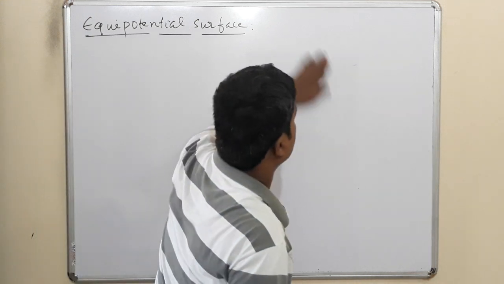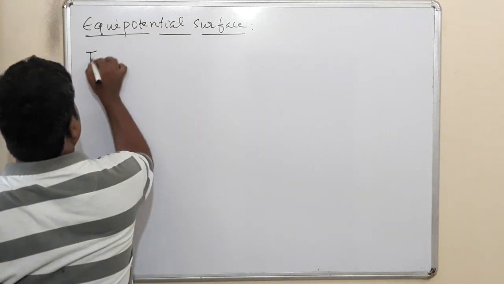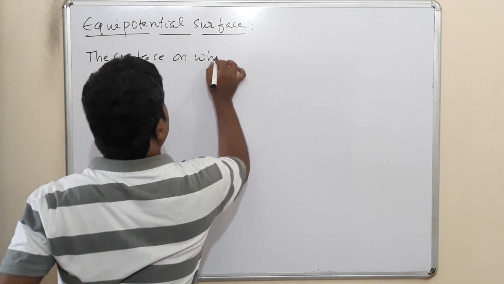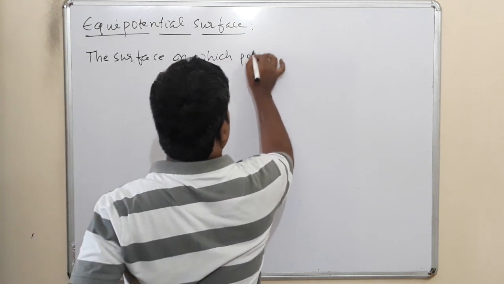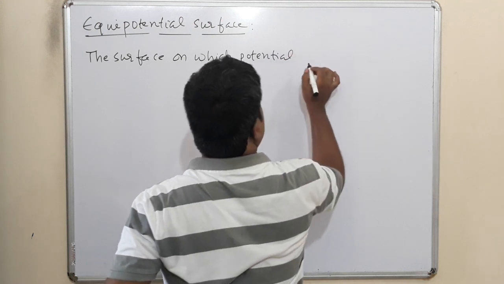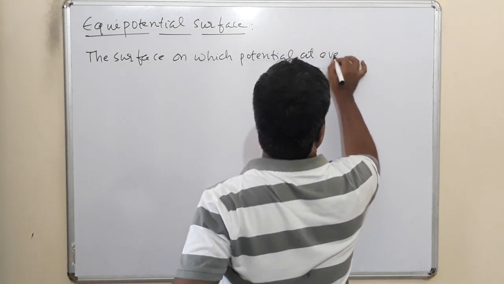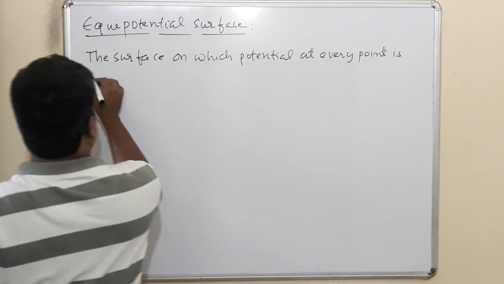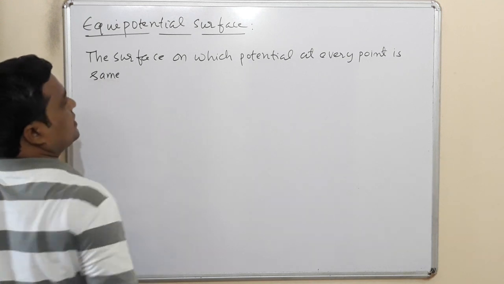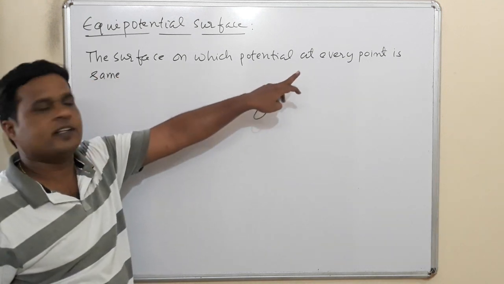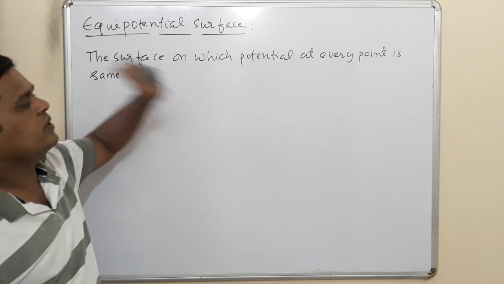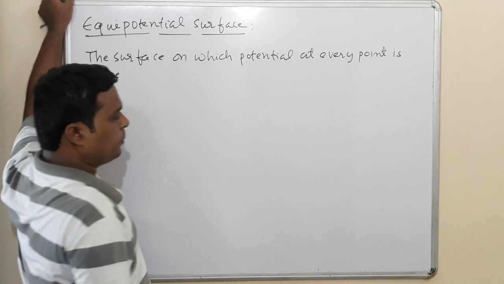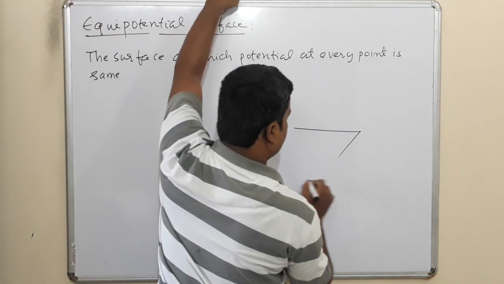So what is an equipotential surface? The surface on which the potential at every point is the same. This is called the surface on which potential at every point is the same. That surface is called an equipotential surface. Then suppose I consider an equipotential surface like this.